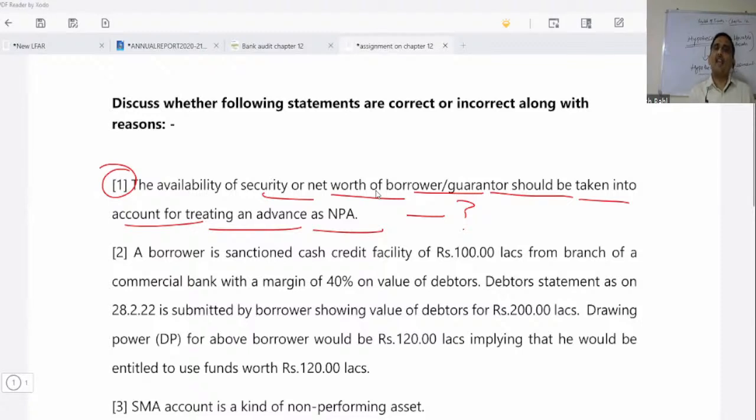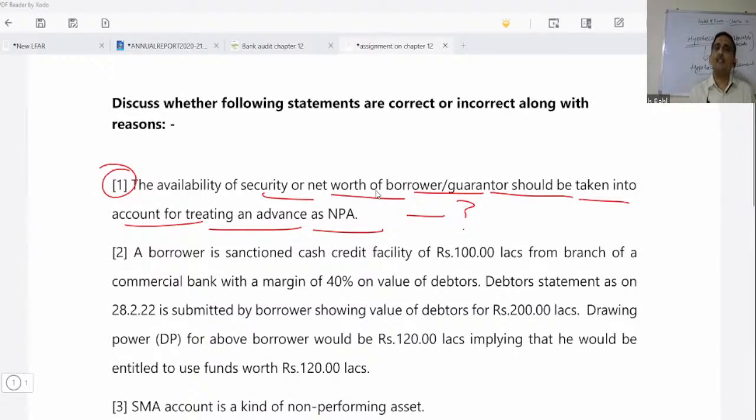Say the question is saying that a company has taken, say, a machinery term loan of 50 lakhs. The party is not depositing installments. A period of 90 days has passed by. Installments are overdue for more than 90 days. But the security is available of 2 crore. The company has mortgaged land and building of value of say rupees 2 crore. So whether the account should be treated as NPA or not.